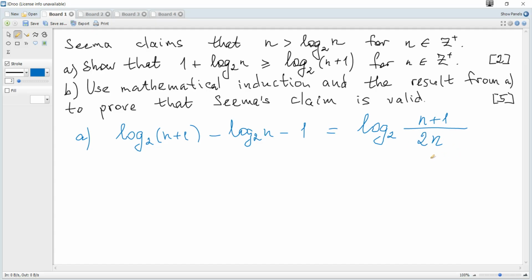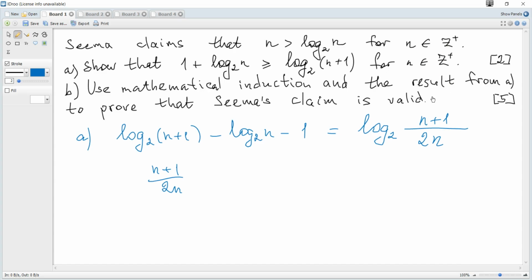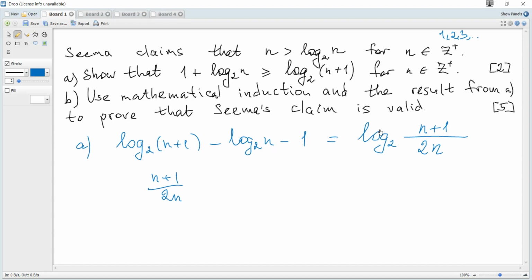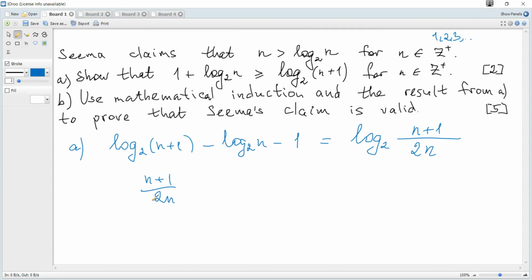Let's consider the argument of this log, n plus 1 over 2n, and you can see that n is a positive integer. What does it mean? n can be 1, 2, 3, and so on. When n is 1, we get 2 over 2, which is 1, and log to the base 2 of 1 is 0, because the graph of log looks like this.